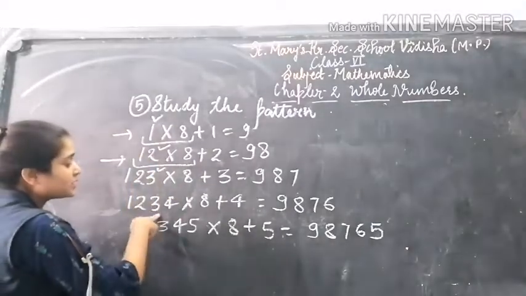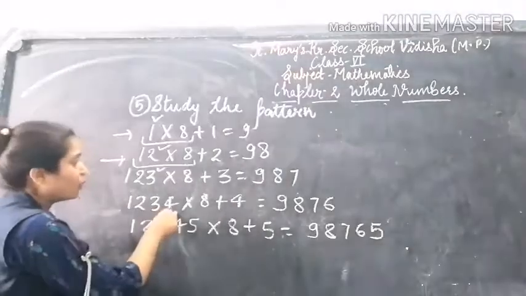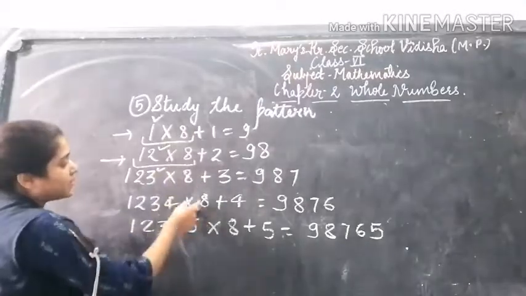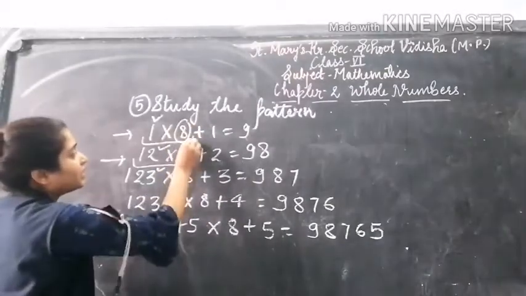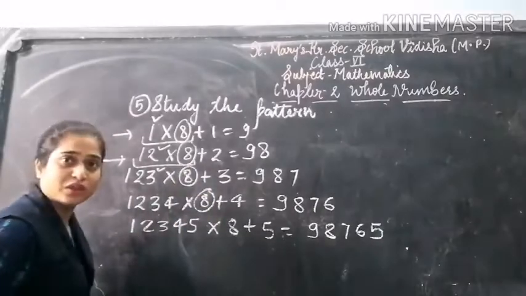In the next line what will we see? 1, 2, 3 and 4. And the 8 is the same. Here also we are using 8, here also we are using 8, here also, and here also.